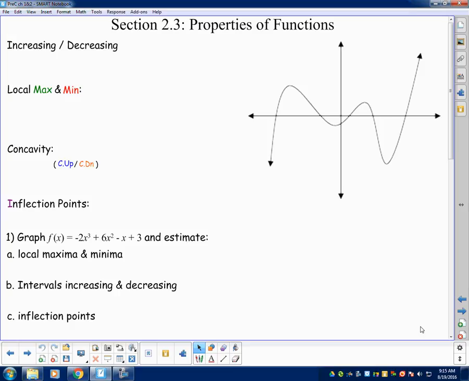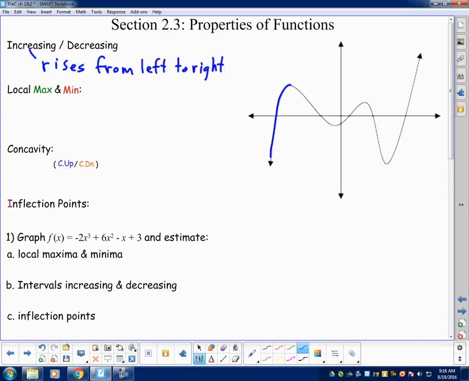Okay. So increasing just means as you go from left to right, the function rises. So we'll just say increasing is rises from left to right. So we're increasing right here, and we're increasing right here, and we're increasing right here.